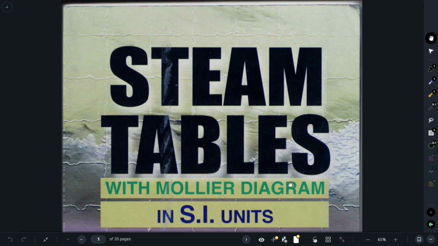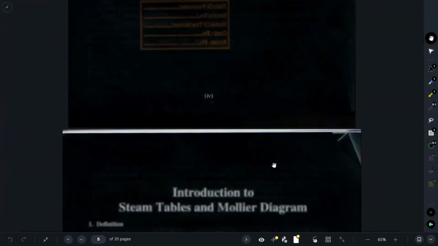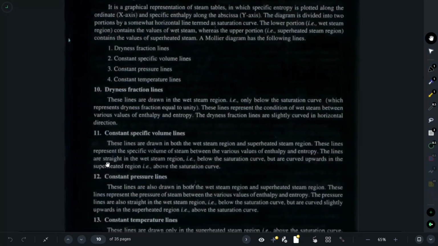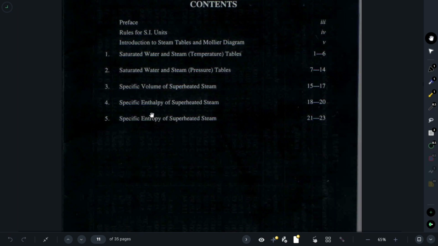So here is a steam table with me. This is by R.S. Khurmi. Okay, so let us check. So directly we have to go to the superheated properties of water, right? Okay, so here you can see this is the saturated property according to the pressure. Similarly we'll have the saturated property according to the temperature. So these are the saturated water and steam property tables, right? And this is the saturated water where pressure is given, right? So basically we will be using this superheated steam table, right?